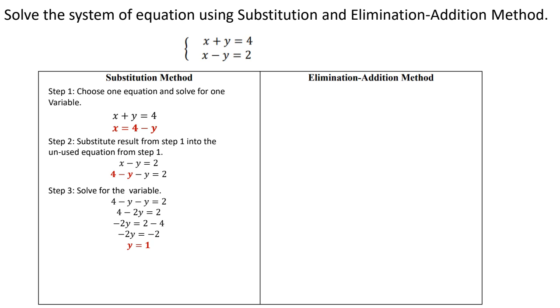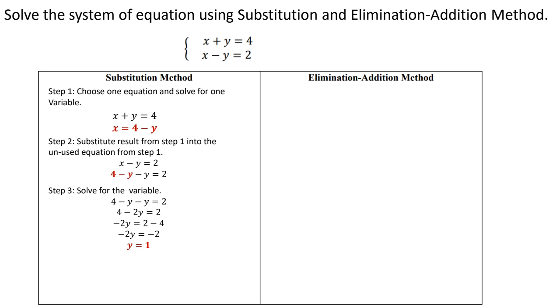All right, and when I do this, I'm just going to go ahead and solve for y. So we have minus y is a minus 2y. I'm going to move the 4 to the other side by subtracting 4 on both sides, and I get minus 2y is equal to minus 2. Then I divide by negative 2 on both sides. And when I do that, I have y equals 1.